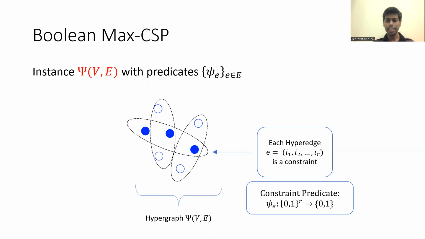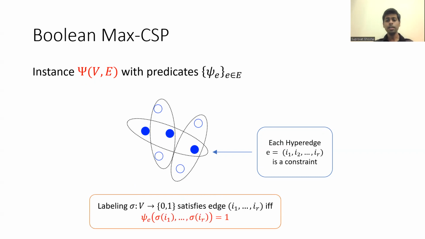So for any edge E, we will associate a Boolean predicate, psi of E, with that edge. And that would determine what values assigned to the vertices would be considered as accepting assignments for that edge. And with this comes the notion of a labeling satisfying a particular edge. In particular, an edge would be satisfied by a labeling if the values assigned to the vertices by the labeling make that predicate evaluate to 1.